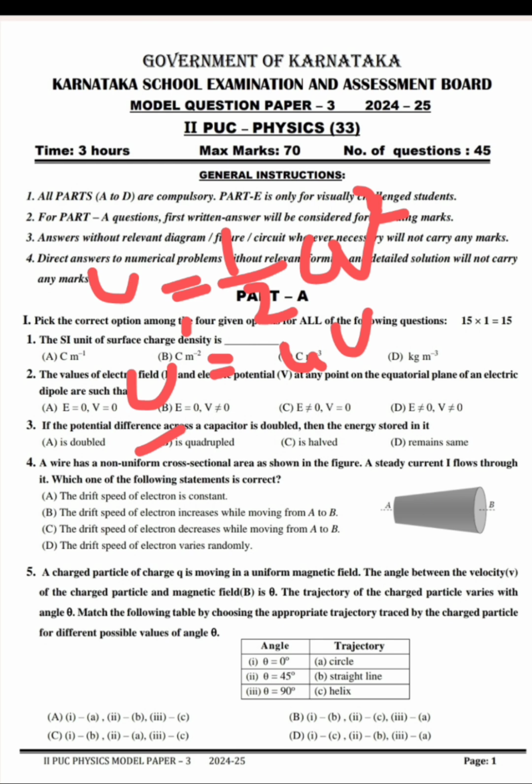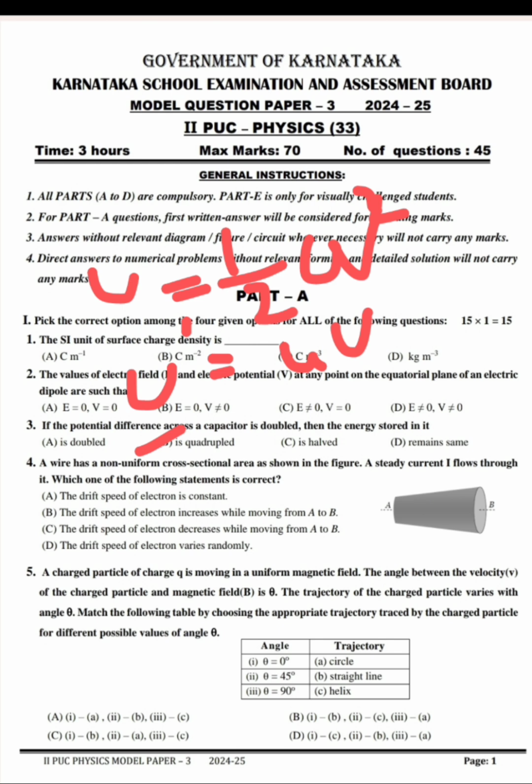Now, a wire has a non-uniform cross-sectional area as shown in the figure. A steady current flows through it. Steady current, I is steady, constant current flows through it. Which one of the following statements is correct? So what is the expression for current in terms of area? We know that I is equal to NEAVD. Therefore, I is constant, right? VD, drift speed. Look at the options.